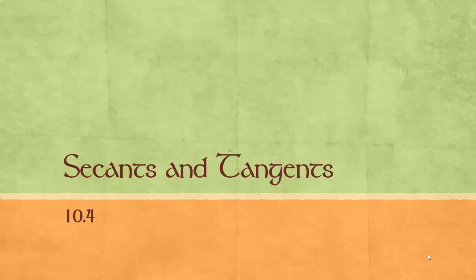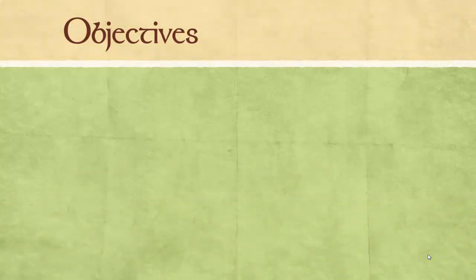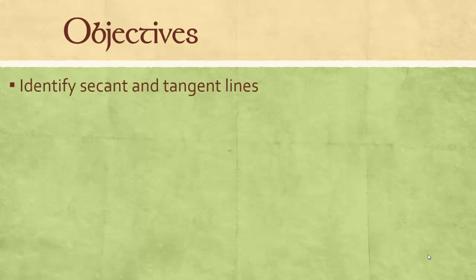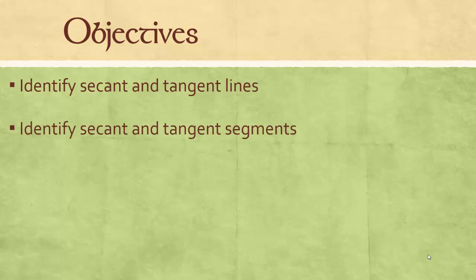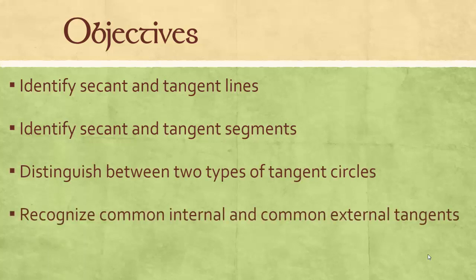Today we're going to be covering secants and tangents, and this is 10.4 in your books, if you want to follow along. Your objectives for today: you're going to be able to identify secant and tangent lines. You're going to be able to identify secant and tangent segments. And you're going to be able to distinguish between two types of tangent circles. And then you're going to be able to recognize common internal and common external tangents.